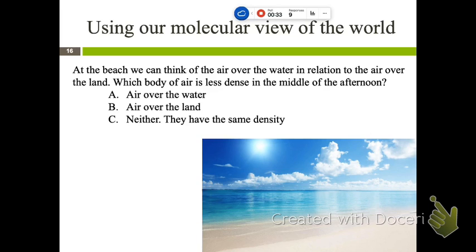We're standing with our back to the land, so right at that border. Is the air over the land more dense? Or, I guess less dense is the question here. Which one is less dense, the air over the land or the air over the water? Or are they the same?